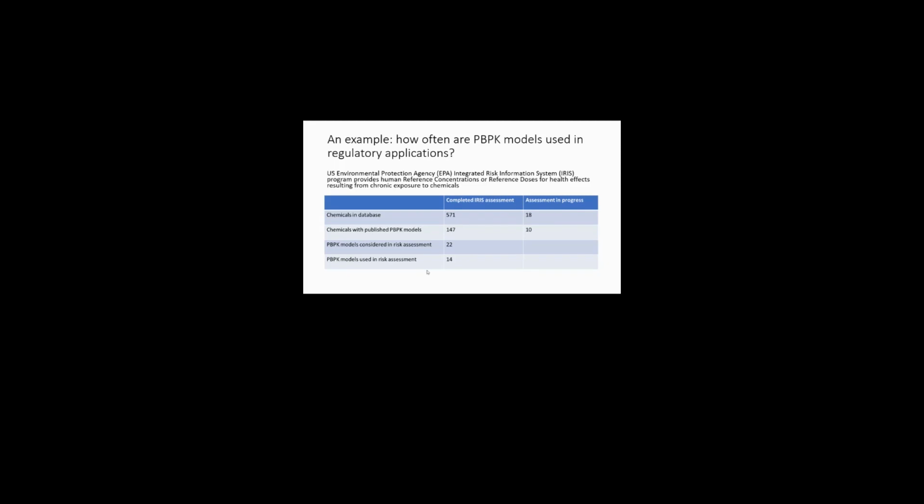And out of these 147 chemicals that have PBPK models, 22 of them mention the word PBPK in the risk assessment report, and only 14 of them involve the use of PBPK models. For the 18 chemicals that are currently being evaluated by IRIS, 10 of them have published PBPK models.